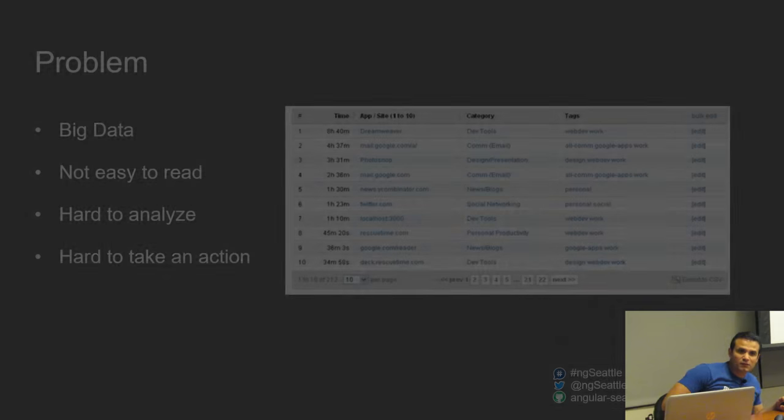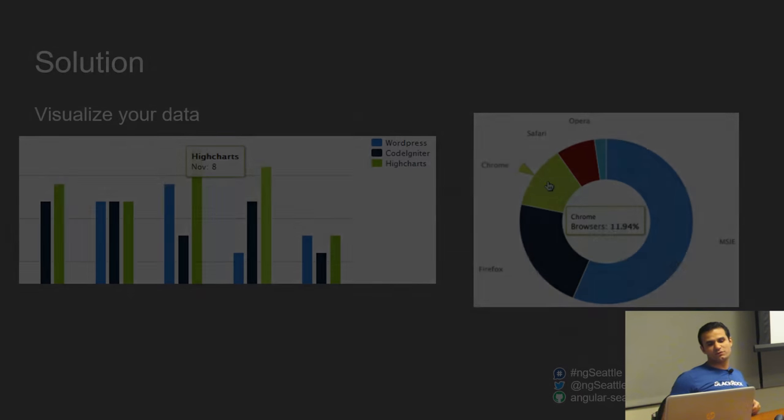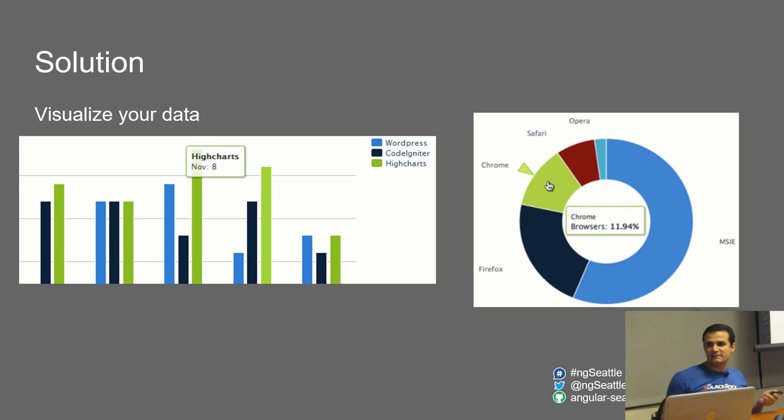So my problem started over here when our users started to complain about this grid. They said the data is getting really big, and it's hard to analyze. It's hard to take an action based on this data or this grid. So the solution for me was, OK, what about visualizing your data? And that was a clear answer for them, right?